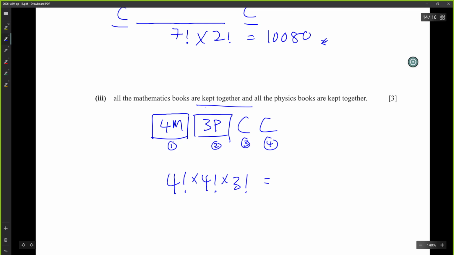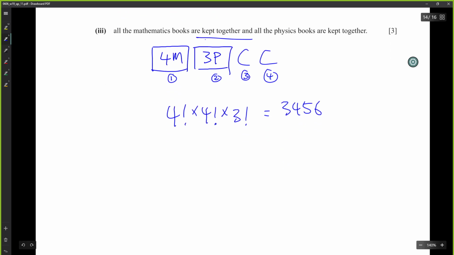Okay, this is how you do this kind of questions. 4 factorial times 4 factorial times 3 factorial. So it's 3, 4, 5, 6. It's quite easy if you get the idea how to arrange them. But if you're not sure, then it might take you some time.